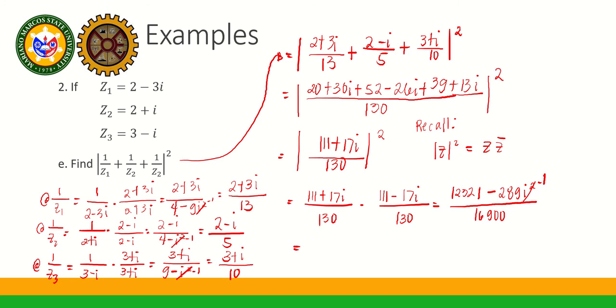So, our final answer would be 1, 2, 3, 2, 1. 289 times negative 1 is positive. So, plus 289. That is 12,610 over 16,900. And if we try to simplify that fraction, this will be equal to 97 over 130. So this is our final answer for example number 2, letter E. Okay, so that ends my discussion in modulus of complex numbers.